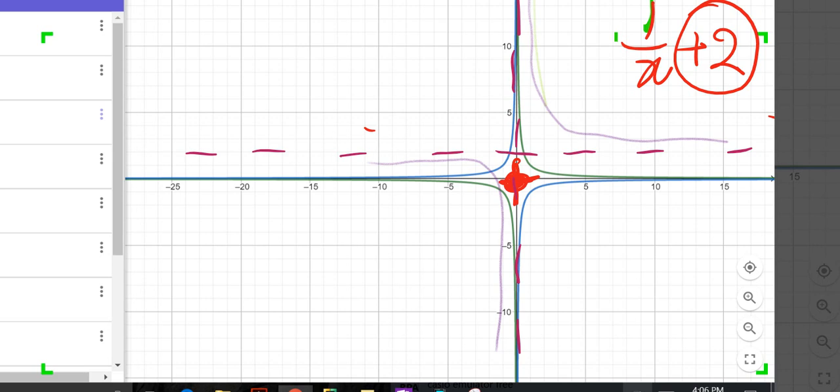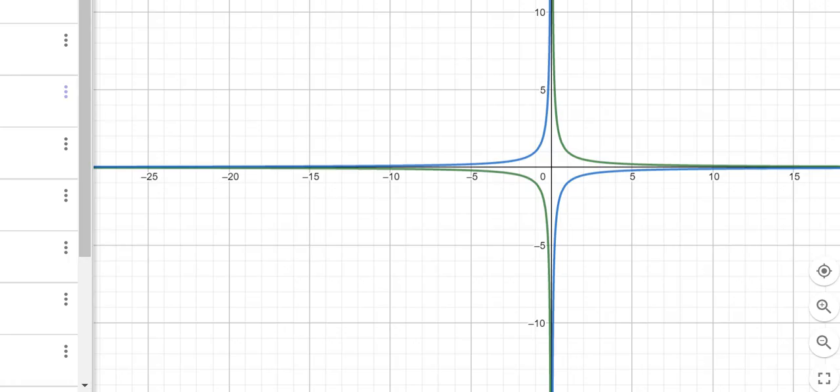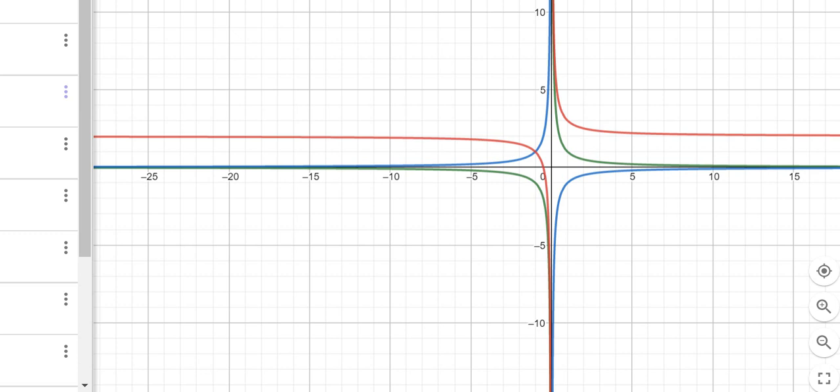I have to get out of the sketch pad to show you in real. So this is my +2. It moves up by 2. What will happen if I have -2?